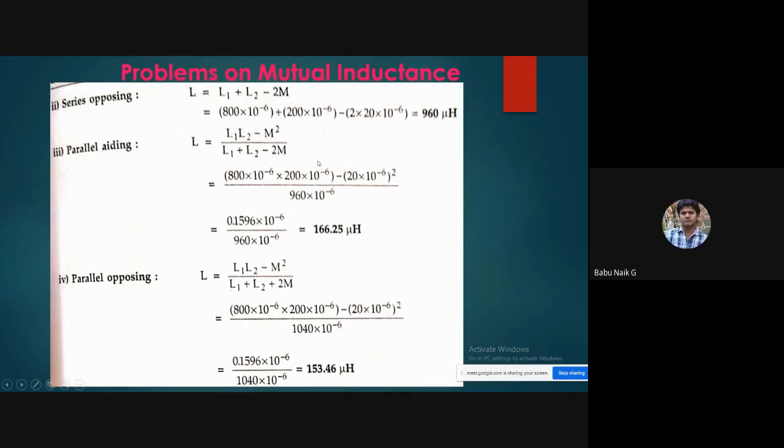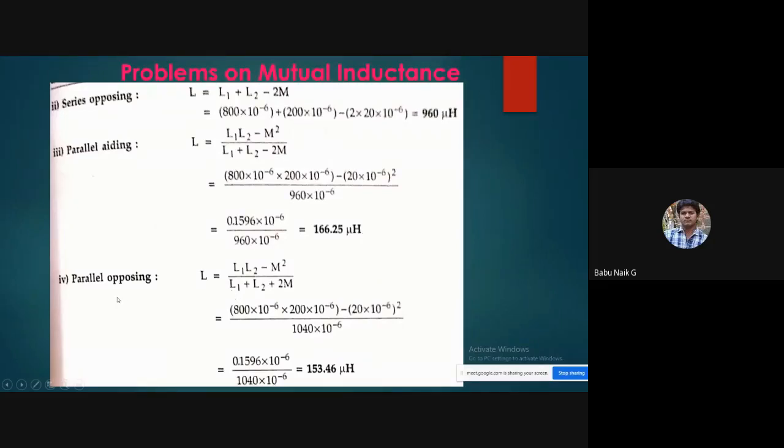Similarly, you can see if the circuits are connected in parallel aiding. So parallel aiding is (L1 L2 minus M squared) divided by (L1 plus L2 minus 2M). Now you can substitute the L1 value, L2 value, and M. For L1 plus L2 minus 2M, which we already calculated for series opposing, you can substitute that value directly. For the circuit connected in parallel aiding, we'll get an inductance value of 166.25 microhenry.